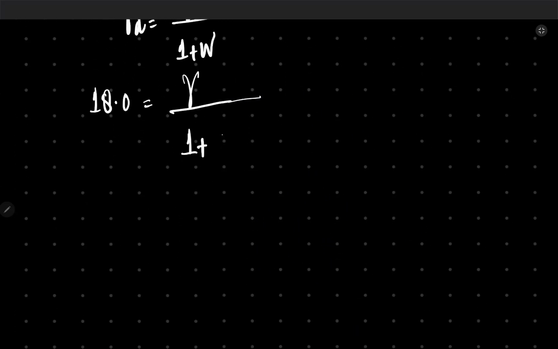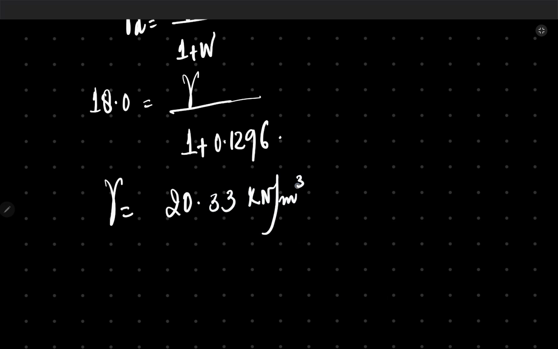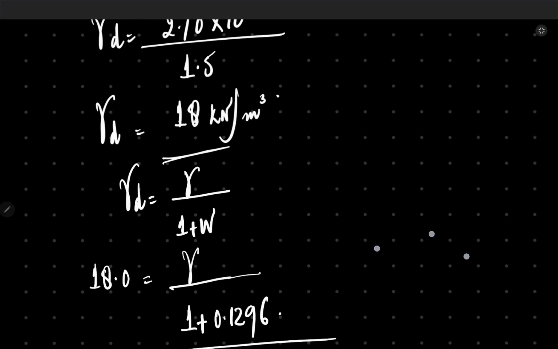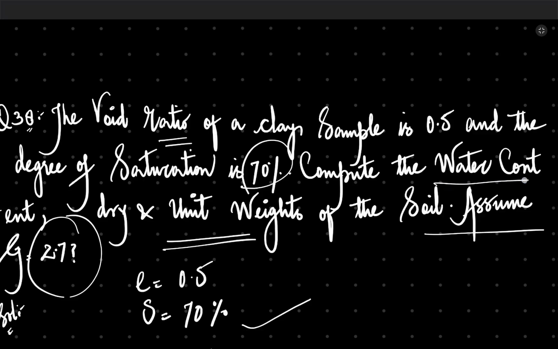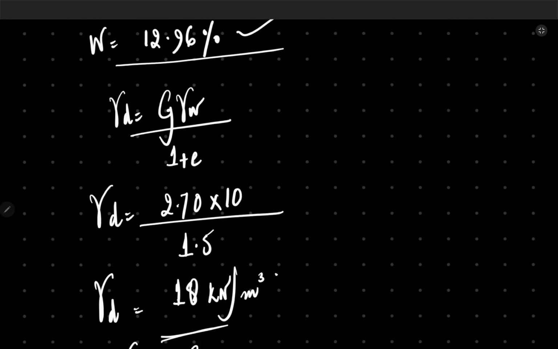That we calculated in the very beginning, 12.96%. So by calculations, the total unit weight or the bulk unit weight in this case is 20.33 kilonewton per cubic meter. All right, so we have completed the question in all respects. We have found the water content, the dry unit weight, and the total unit weight. All right, moving on to the next question. We're trying to solve as many questions as possible.